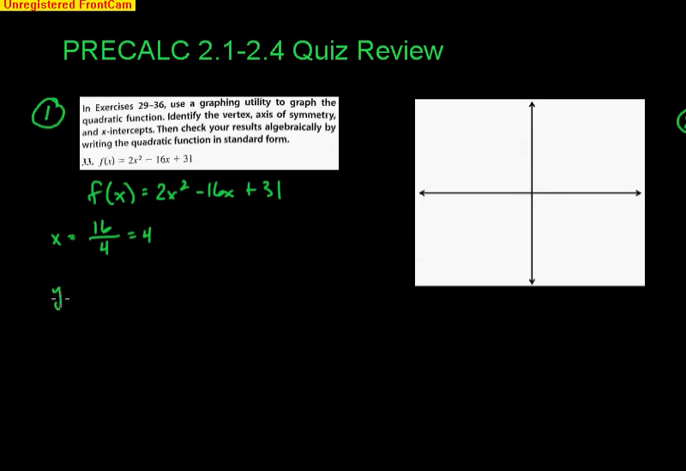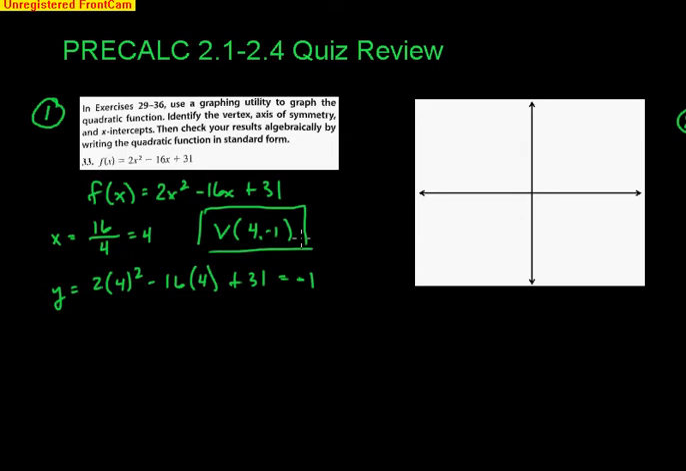To find the y, plug in 4. 2 times 4 squared minus 16 times 4 plus 31. And we trust our handy dandy calculator to do the work for us. And we get an answer of -1. So here's your vertex. Your vertex is at 4, -1.